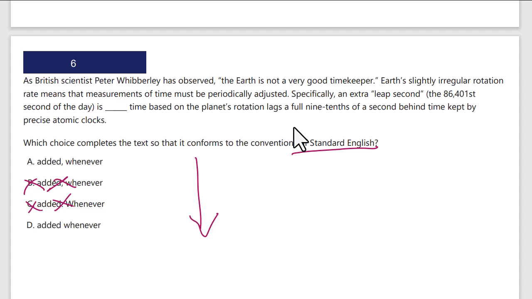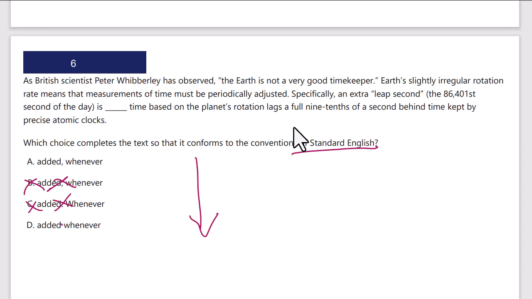As British scientist Peter Wibberley has observed, the Earth is not a very good timekeeper. Earth's slightly irregular rotation rate means that measurements of time must be periodically adjusted. Specifically, an extra leap second is added whenever time based on the planet's rotation lags a full 9/10 of a second behind time kept by precise atomic clocks. So "is added whenever." Actually, there is no comma there.